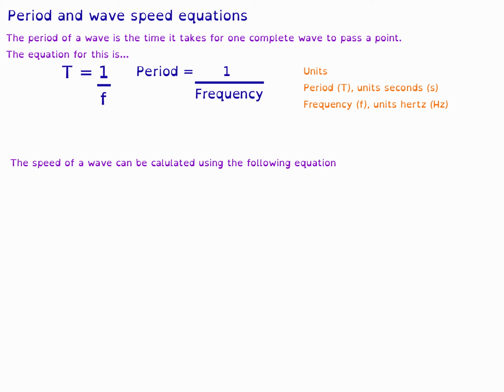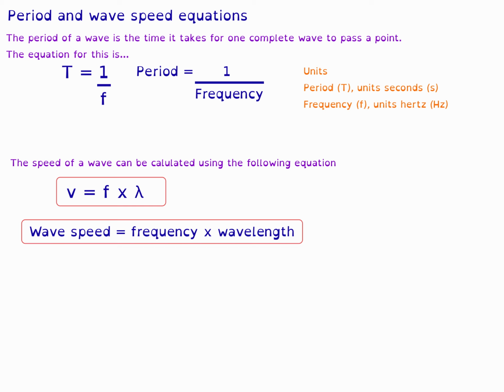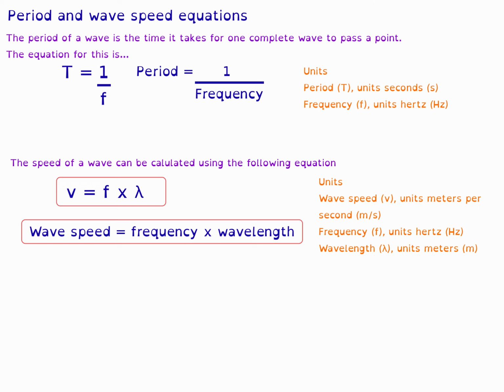The speed of a wave can be calculated using the following equation. v equals f lambda, or wave speed equals the frequency multiplied by the wavelength. The units are: wave speed, little v, is in metres per second. Frequency, f, its units are the hertz. And wavelength, lambda, its units are metres.